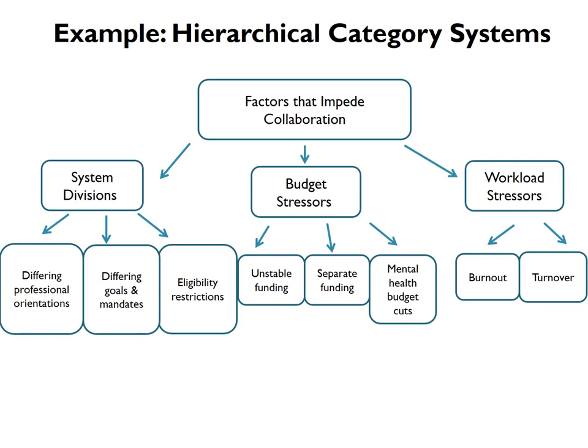The main theme category is factors that impede collaboration between the two systems. Interviews and focus groups with staff in both systems suggested three main barriers to collaboration: system divisions, budget stressors, and workload stressors. And then within those three subcategories were additional subcategories that are represented in the figure. Grouping these themes into this hierarchical category system and representing it with a visual figure helps to show the meaning of people's responses and the connections between the themes identified.